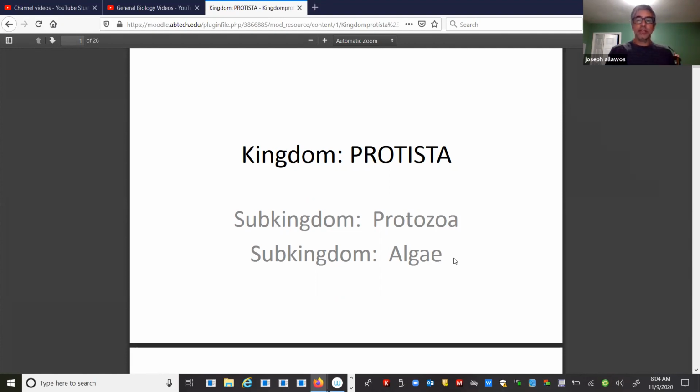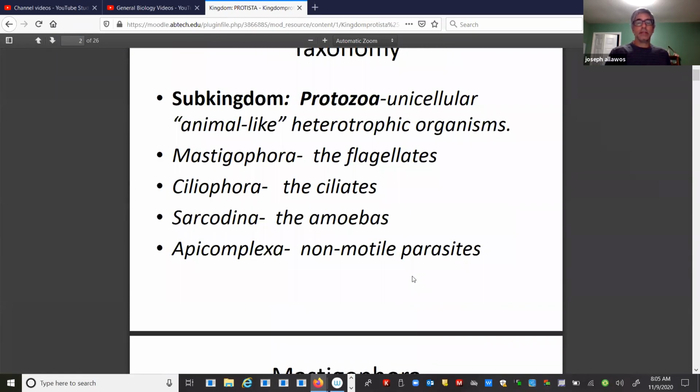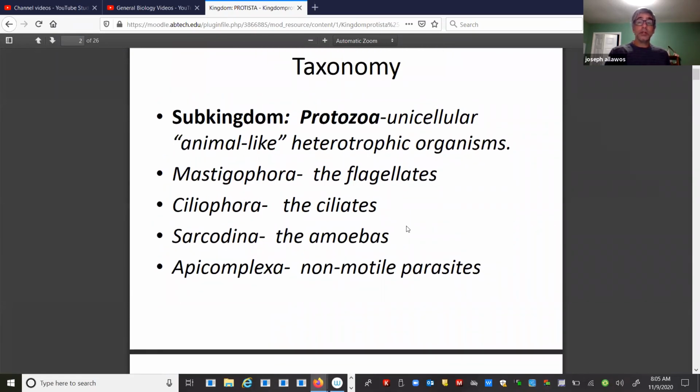I don't think you're actually tested on them, but this is how we take this large, diverse kingdom and break it up into two groups, the protozoa and the algae. The protozoans are animal-like things and the algae are plant-like things. And so let's look at the taxonomy of the protozoa and talk a little bit about their human relevance, and then we'll do the algae. And then at that point, we'll move on to the fungi.